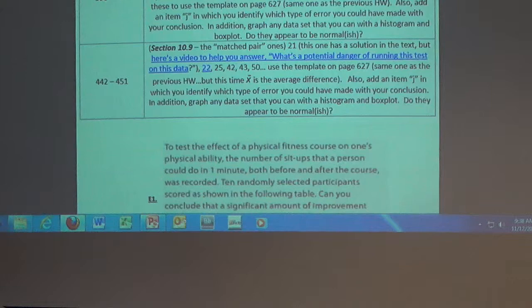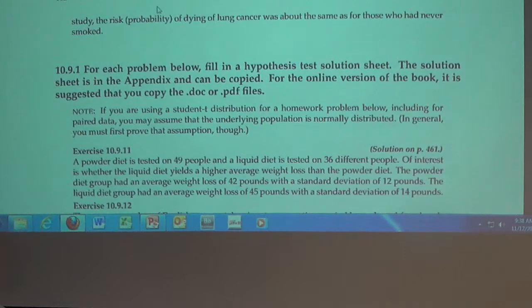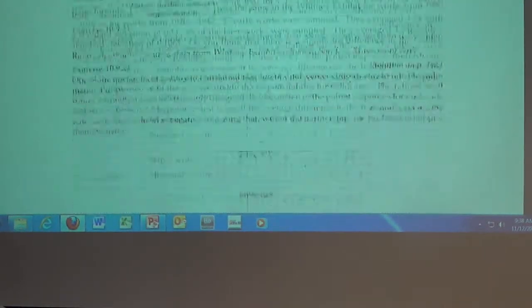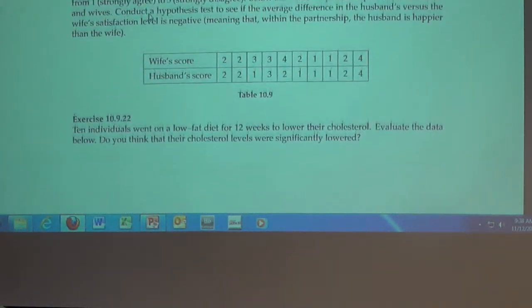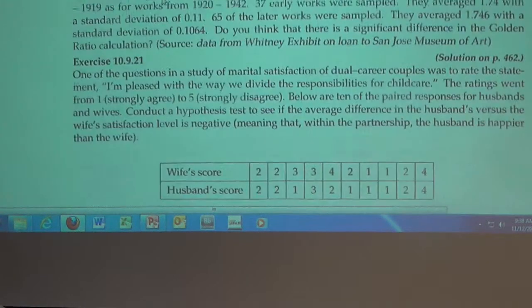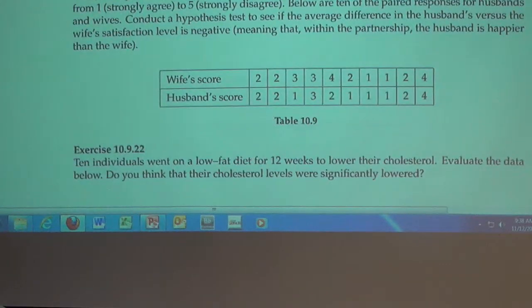Matched pair 21 on page 442. Let's go to page 452. I typed that wrong, 452. All right, number 21. Let's go find it. Here it is right here. A little bigger. Actually, this is a good one up here too. You can look at that one as well. So here it is right here.